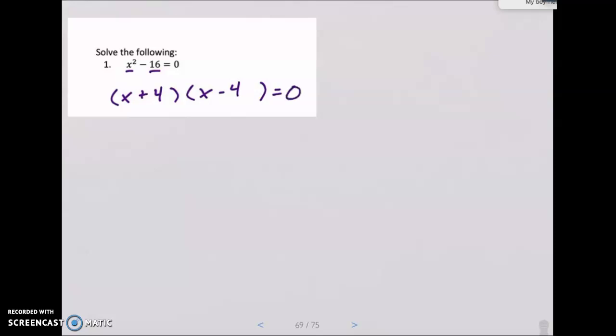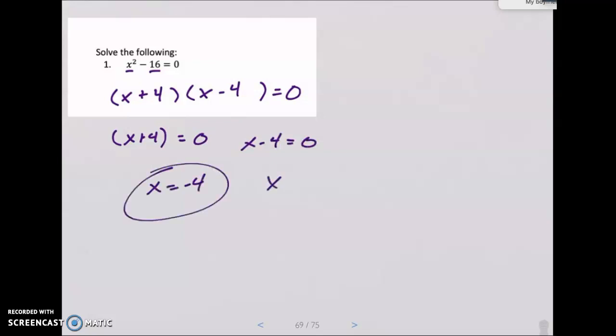And now that I have this, I can go ahead and set x plus 4 equal to 0 and x minus 4 equal to 0. So I get x equals negative 4 and x equals positive 4. That's one way to do it.